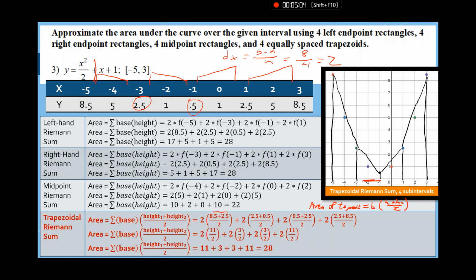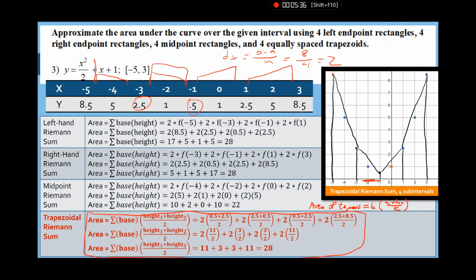Okay, so this will be 8.5 plus 2.5 divided by 2 will give me the average of the heights, and then I multiply by the base of 2. And I'll keep doing that for each segment. So from negative 3 to negative 1, my heights are 2.5 and 0.5. Take the average. For the next one, 0.5 and 2.5. And then 2.5 and 8.5. Okay, which gives us this one.